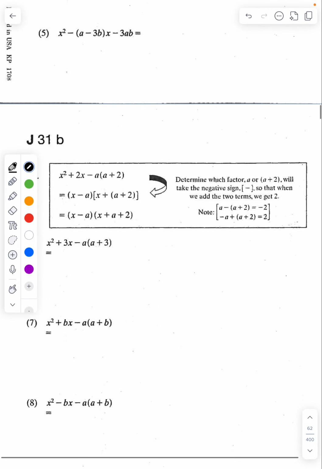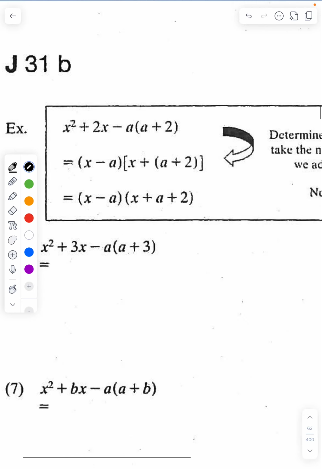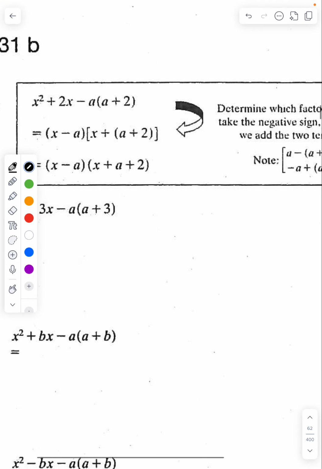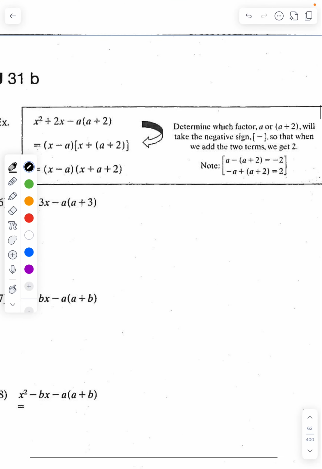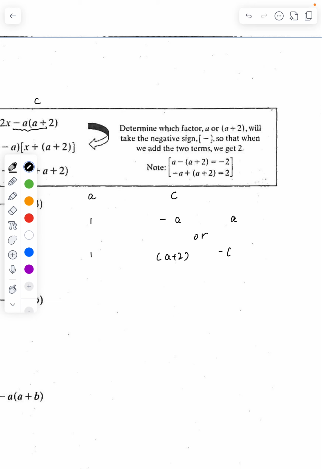Okay, so let's move on to the next question. We're going to try x squared plus 2x minus a times (a plus 2). Similarly, we're going to split the factors of x squared as 1, and then this one is our c. So our a is 1 and 1. And our c, in this case, has negatives and positives. How do we do that? Either we can do negative a and a plus 2, or we can do a and negative a plus 2.